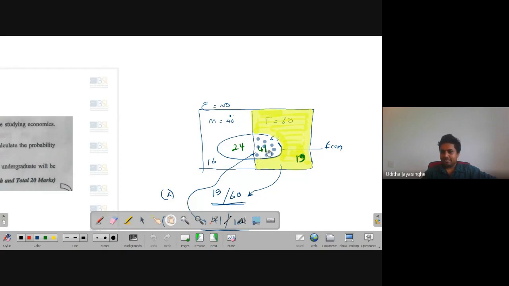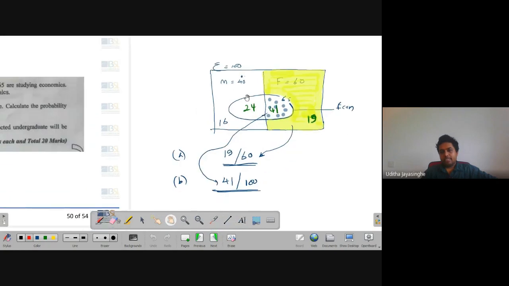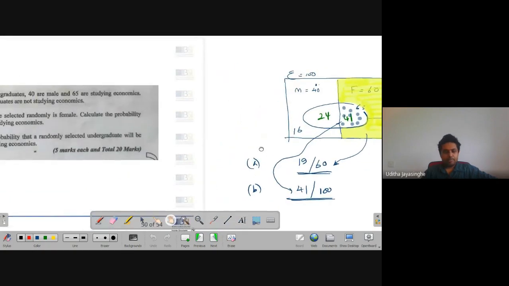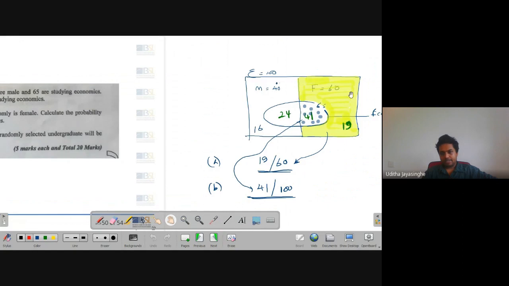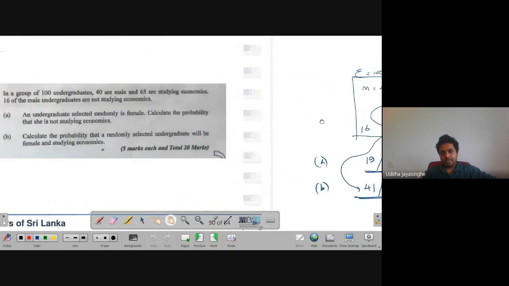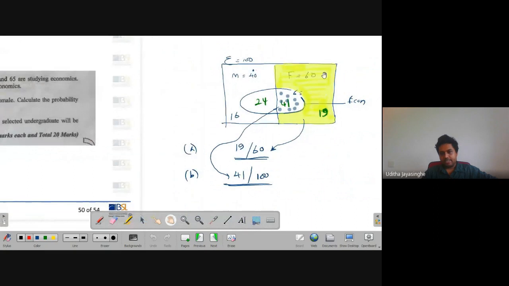And if this is 41, we can calculate that this should be 19 for the female total to be 60. Once you have all these areas defined, you can answer any probabilistic question coming from any angle. First question, an undergraduate selected randomly is female. Is female, in this territory. What is the probability that she is not studying economics? 60 is the territory, and 19 students are not studying economics. 19 divided by 60 is the answer.